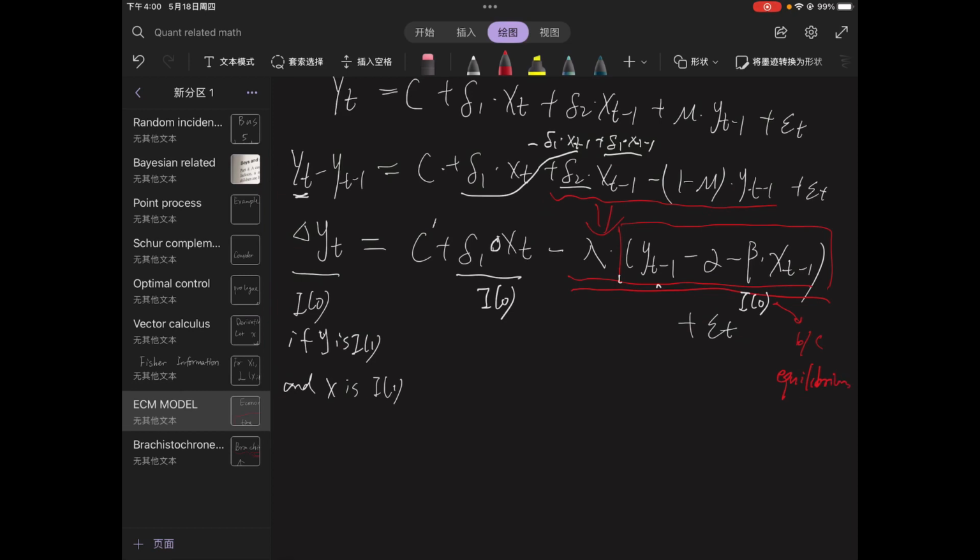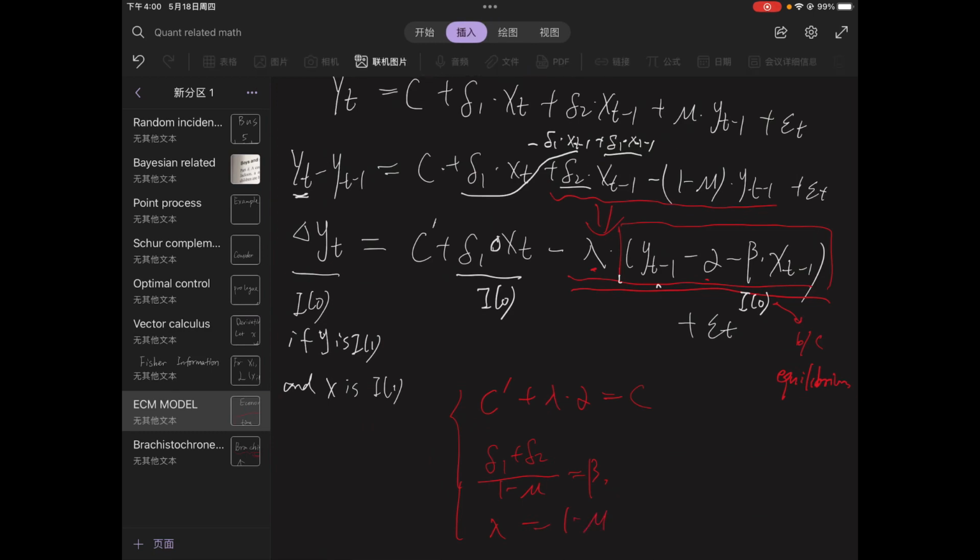Then this whole equation will make sense. And here why we have a C prime, because here is lambda times alpha. So it's C prime plus lambda times alpha equal to C. And what we have is delta 1 plus delta 2 divided by 1 minus mu is equal to beta. And lambda is equal to 1 minus mu. I think these three equations will hold, right?